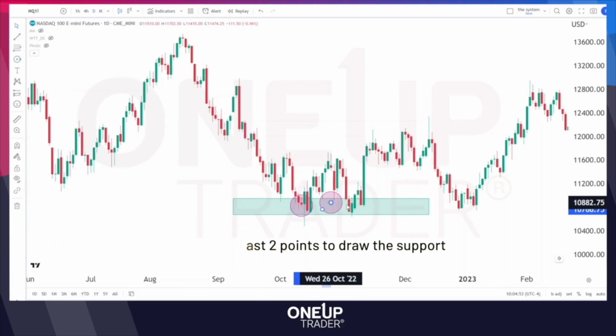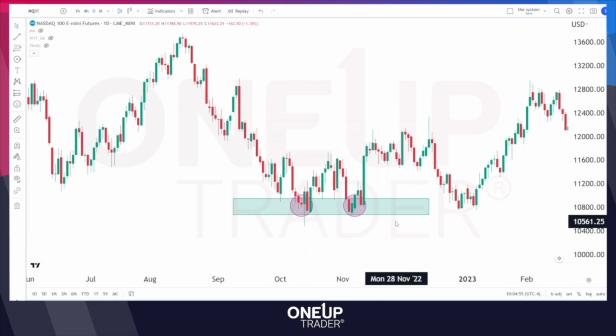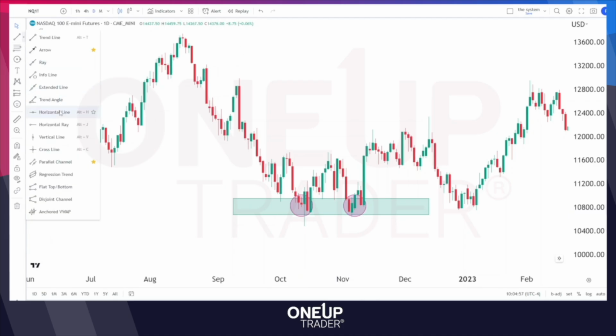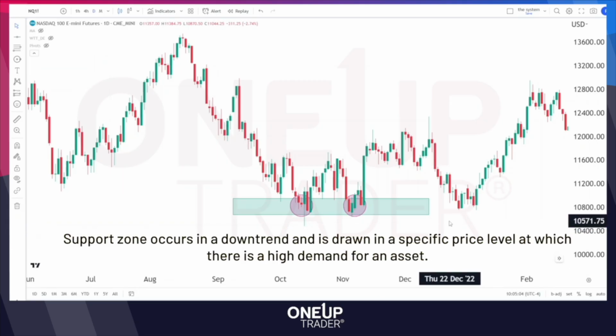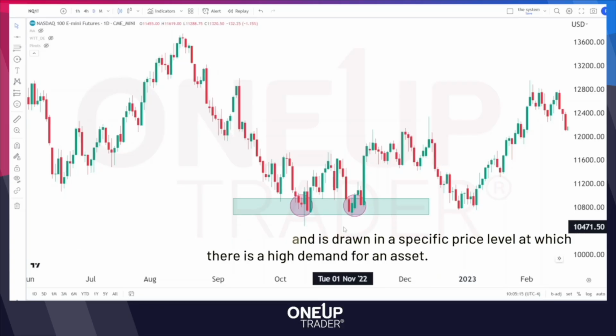And then we've got our second point over here. Now, what you'll see a lot of people do is they'll just use a horizontal line at the very low and say, yes, that's where the support is. But that's not really a true representation of where the support is. Because remember, what support is telling us is that there's a specific price level at which there is a high demand for an asset. That's not one exact price, but it could be in a zone as we see here.